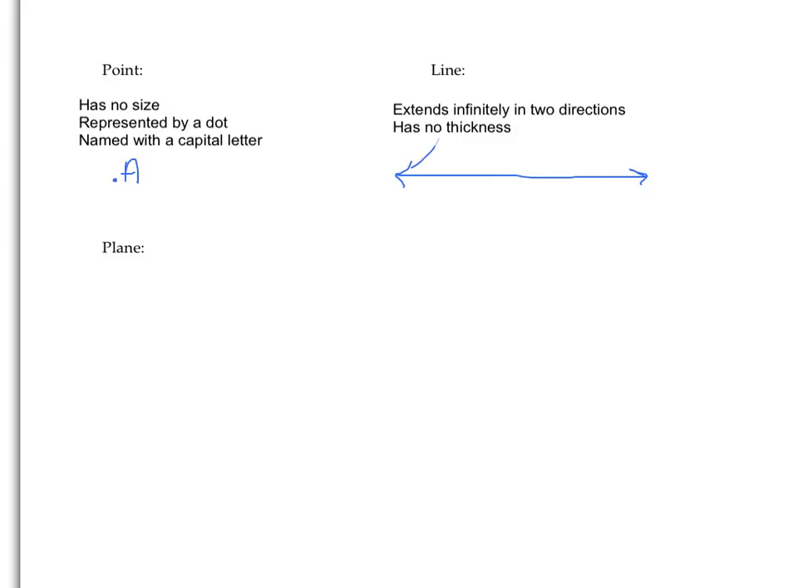One way is to use a lowercase cursive letter, like line L, just like that. Or we can use points that are on our line. So maybe we have point A here, point B here. So we can also refer to this line as line AB. Notice the capital letters. And then to tell the reader that it's a line, we put a little miniature line above it. So we use a little symbol for line. Now, when you name a line, you only need 2 points, but it doesn't matter the order in which you name those 2 points. So we can also refer to this line as line BA.